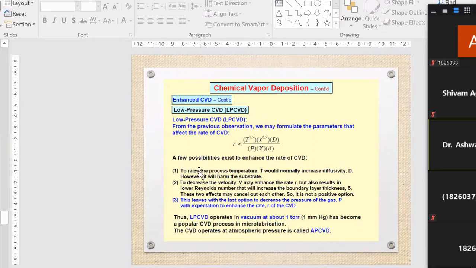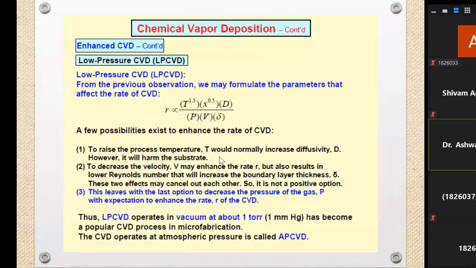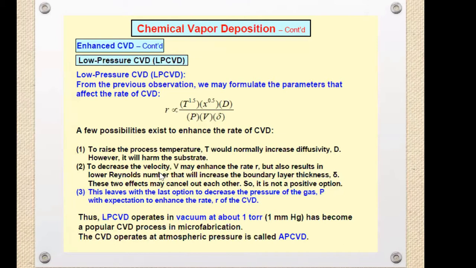So how can we increase the deposition rate? To raise the process temperature. If we raise the temperature, then what will happen? It would normally increase the diffusivity, but it will harm the substrate. What is the next method to increase the rate? If we decrease the velocity, it may enhance the rate, but also result in a lower Reynolds number. It will increase the boundary layer thickness.